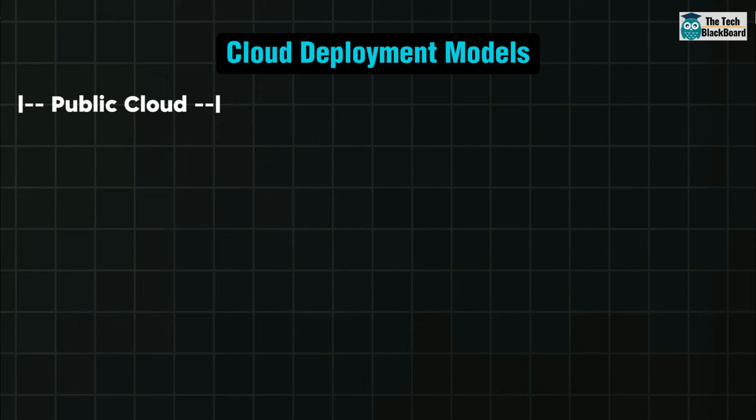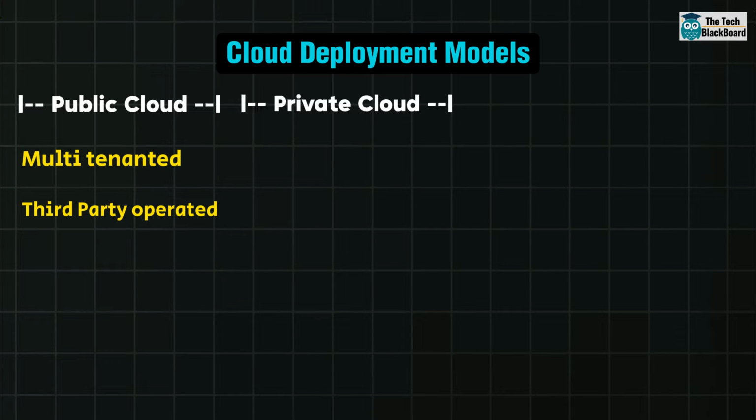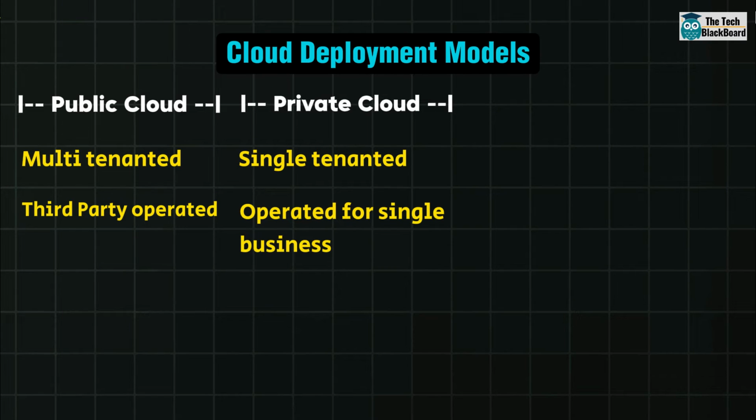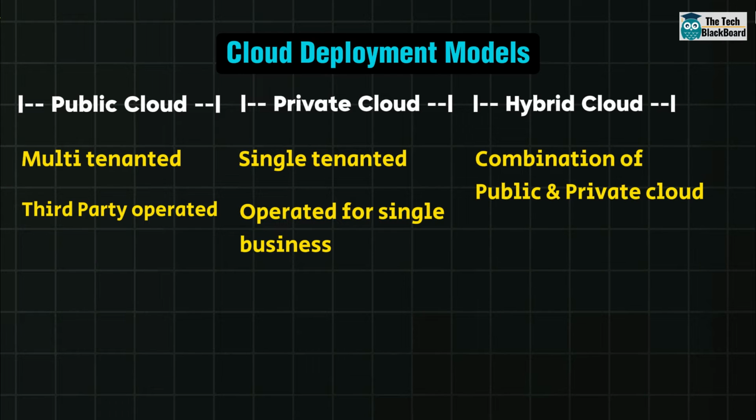Now let me add a few more points. Public cloud is multi-tenanted, which means a single software instance is shared amongst various users and groups. And as we can read here, public cloud is third-party operated, like Azure, AWS, and GCP. On the other hand, private cloud is single tenanted and it is operated for a single business. And finally, we have hybrid cloud, which is kind of the best of both worlds. And as I just mentioned, it's a combination of both public and private cloud.